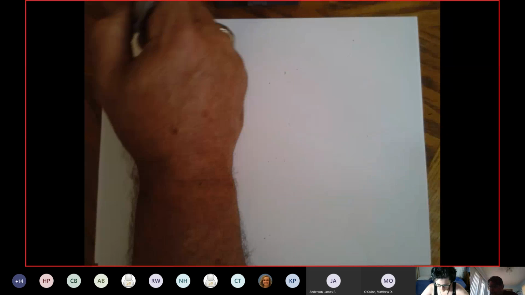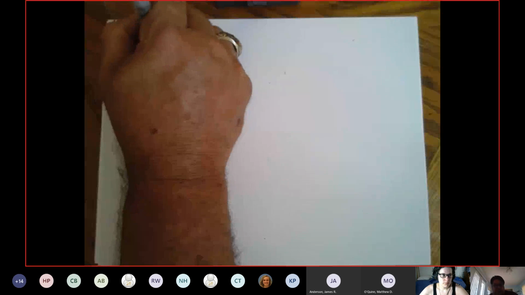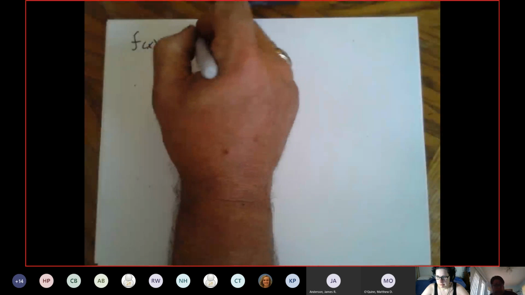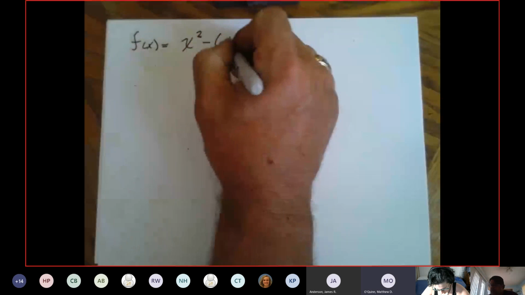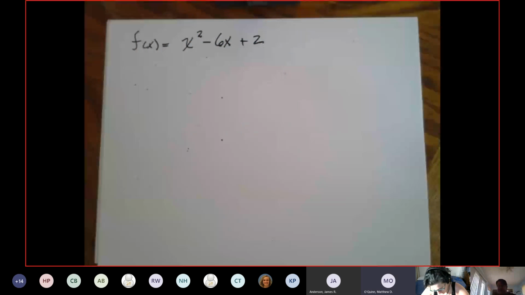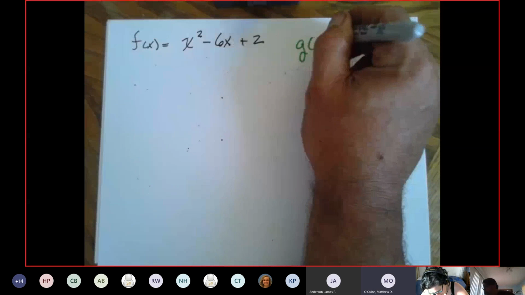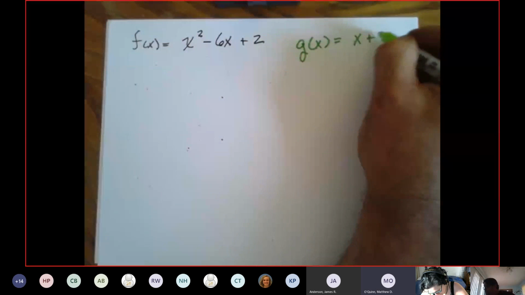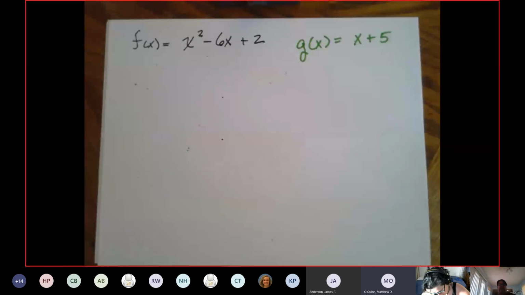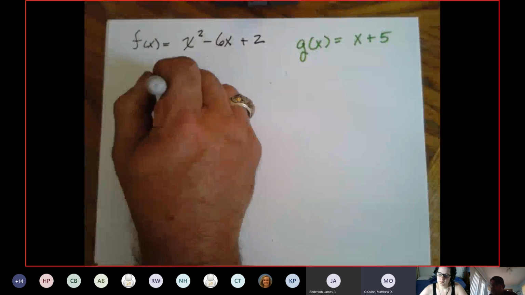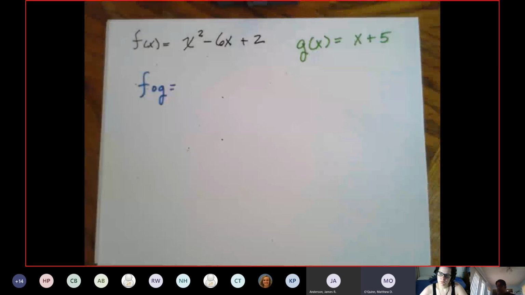Let's do another one. f of x is equal to, and I'll use the same x squared minus 6x plus 2, because I've got to get y'all ready for difference quotient. So let's plug in g of x is equal to x plus 5. All right, I want you to give me f composed of g. And I'll do that in blue. f composed of g. I'll give you a minute to work on it.